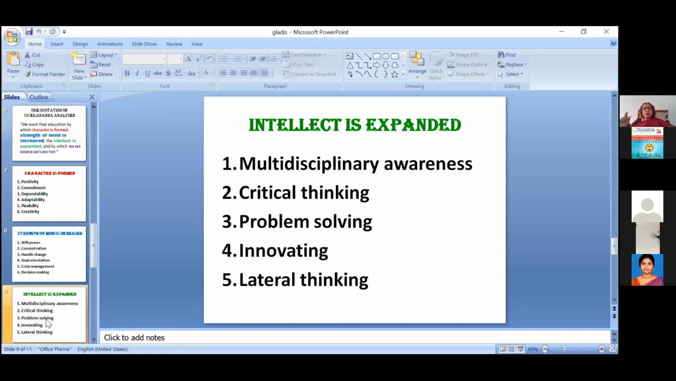Many of us know only our subject and nothing else. That is specialization. There was a time for specialization. The 19th and the 20th centuries were very good for that. Today, it is an age of multidisciplinary research, multidisciplinary awareness. So we cannot afford to know only one subject and nothing else.